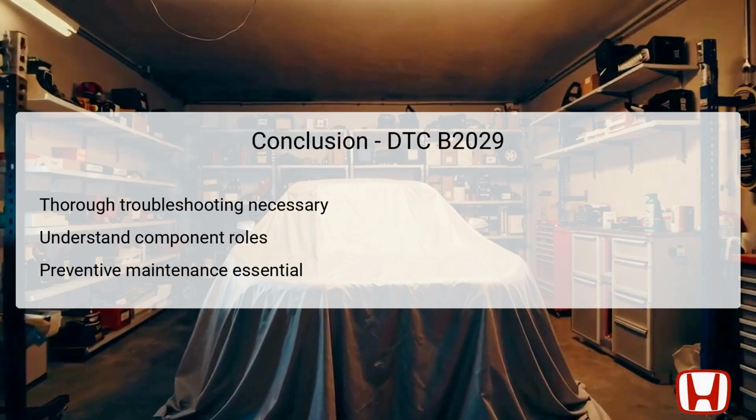In conclusion, addressing DTC B2029 on the Honda Odyssey requires a systematic troubleshooting approach. It's vital to understand the roles of each component involved, particularly the left power sliding door remote control switch and associated control units. Identifying possible causes and symptoms is the first step in a comprehensive diagnostic process.